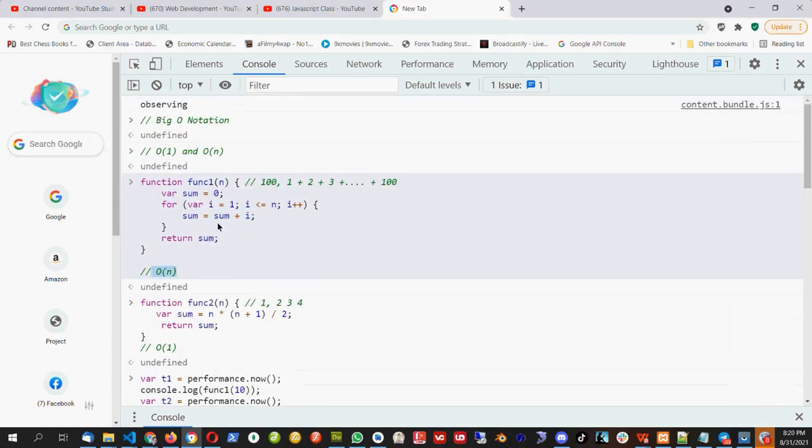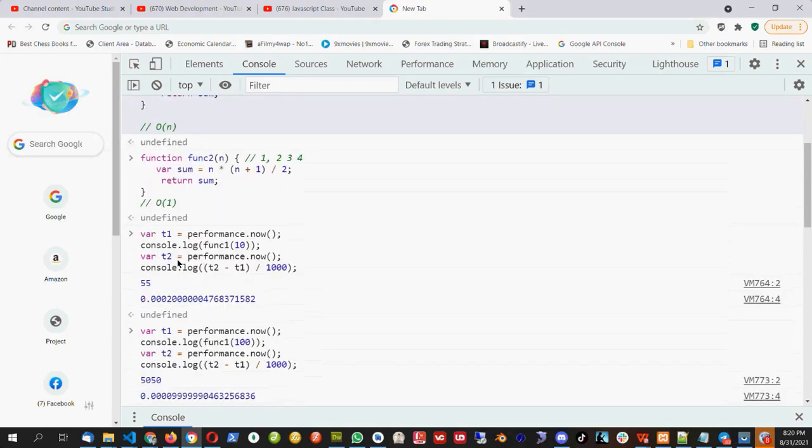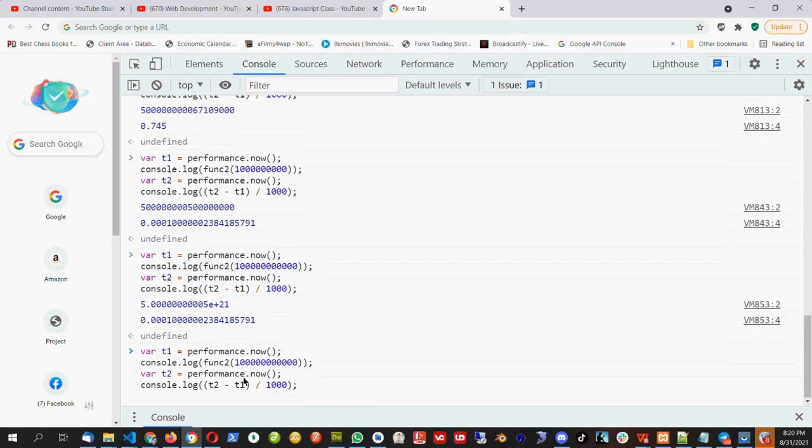So it is O(n), it has to go n times. If I put 1 million, it has to go 1 million times in this looping, whereas function 2 takes a very small amount of time, so it is O(1). Let's try to put this number for function 1 and see what will happen.